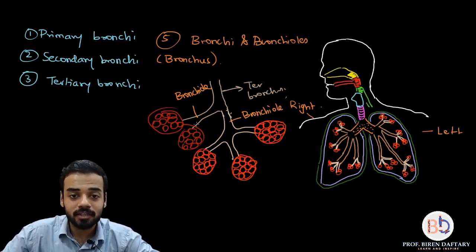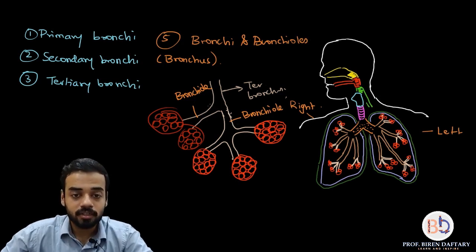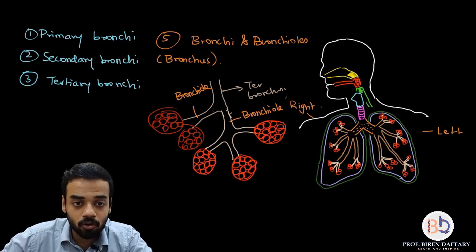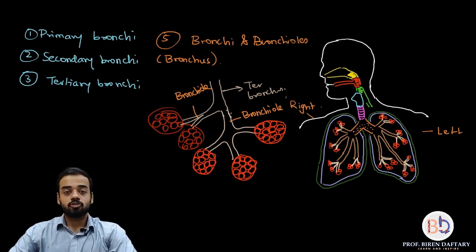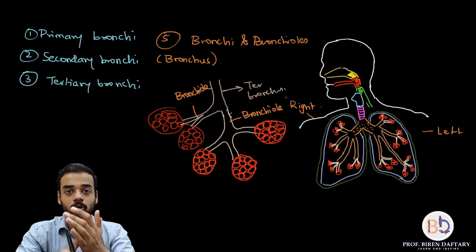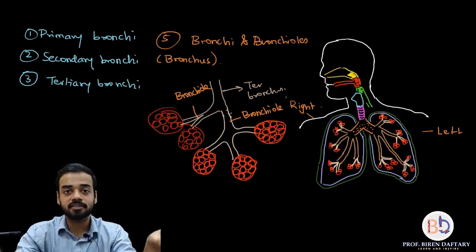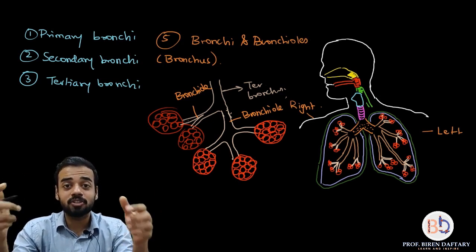Are you getting me? So this branch is a bronchiole, this branch is a bronchiole, and you can see the bronchioles are further getting divided. Over here also I can draw two branches, this is one, this is second. Are you getting my point? I hope this division is clear. Each primary bronchus enters the lungs. Secondary bronchi, tertiary bronchi, and each tertiary bronchus divides into bronchioles.